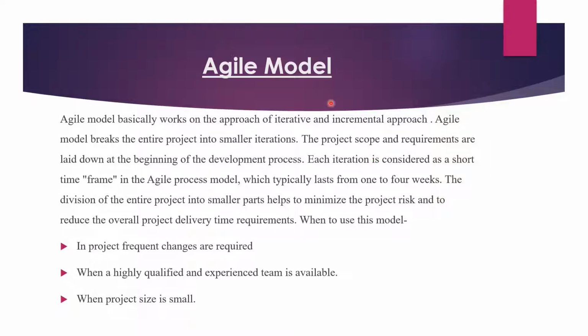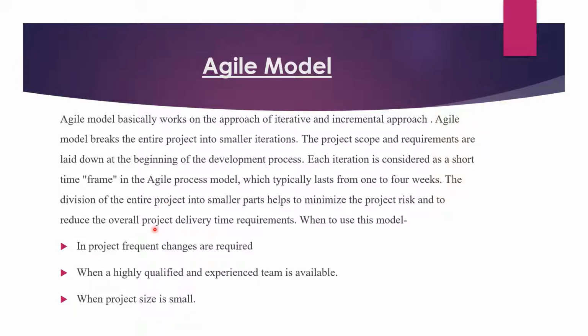First of all, small iterations are taken, in which all the requirements and the project scope are laid down at the beginning of the development process, and continuous feedback from the client side is taken by the development team. So there is less risk in the Agile model as compared to other models. The Agile model consists of iterations which are laid down for 4 to 5 weeks, and each iteration is given to the client for feedback, and after getting the feedback the process goes on in the incremental form.